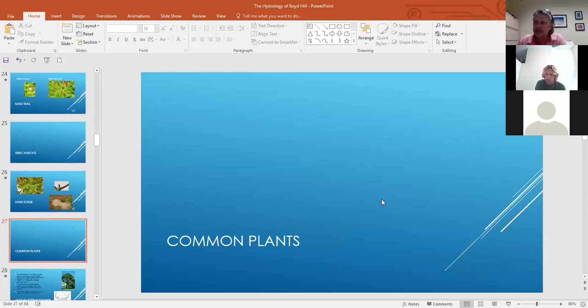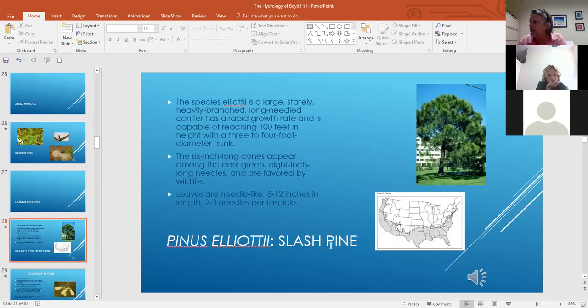Some of the common plants that we find in Boyd Hill through our tours. We mentioned the slash pine. Here's the range of the slash pine. It's a fast-growing long needle pine. We get longleaf, maybe some loblolly, not too many this far south, but the slash pine is really the most prevalent. It's faster growing than the others, and it's well adapted to our habitat.